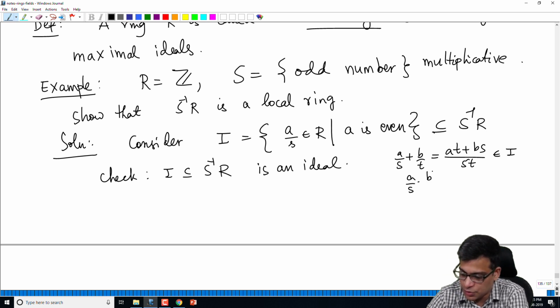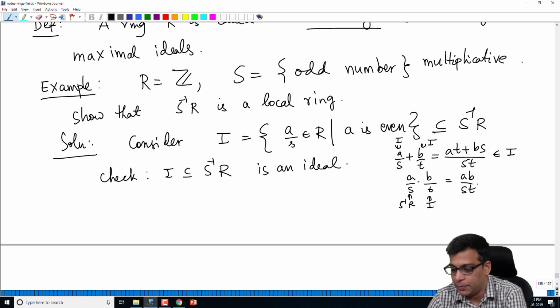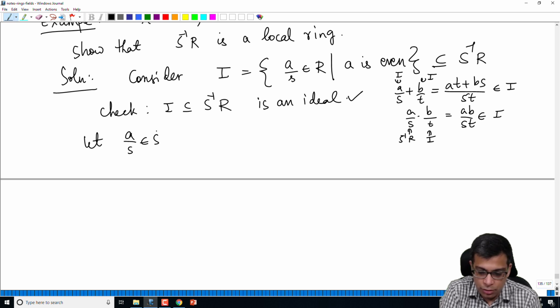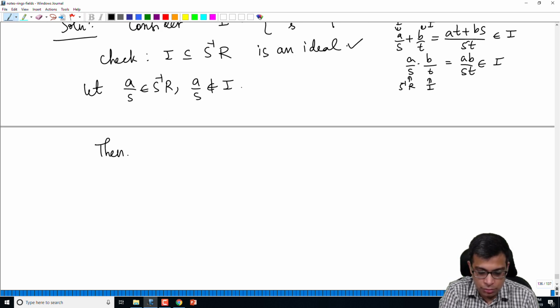Similarly, suppose A by S is in S inverse R and B by T is in I. The product is AB by ST. But if B by T is in I, B is even. So AB by ST is also in I, because if B is even, AB is even. So this is an ideal. And now take an element that's not in I. So let A by S be in S inverse R and not in I. Then by definition of I, A is odd, right?